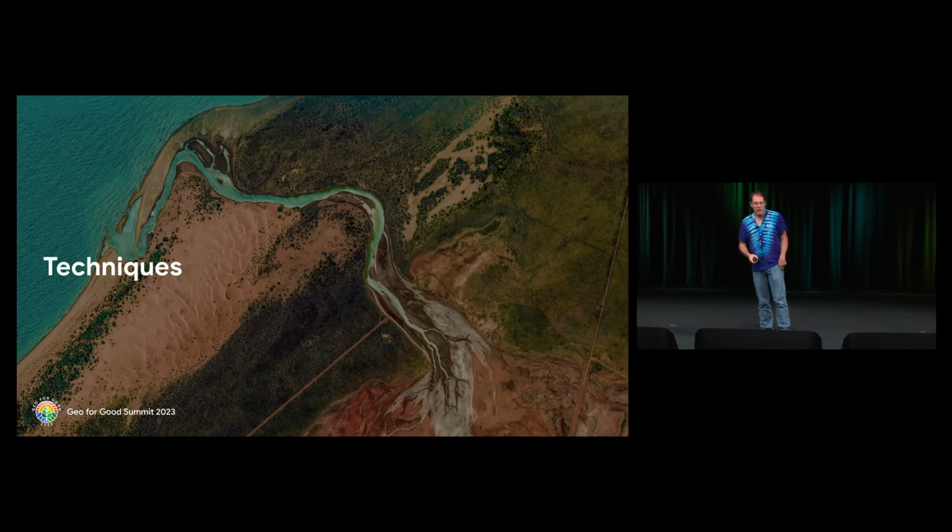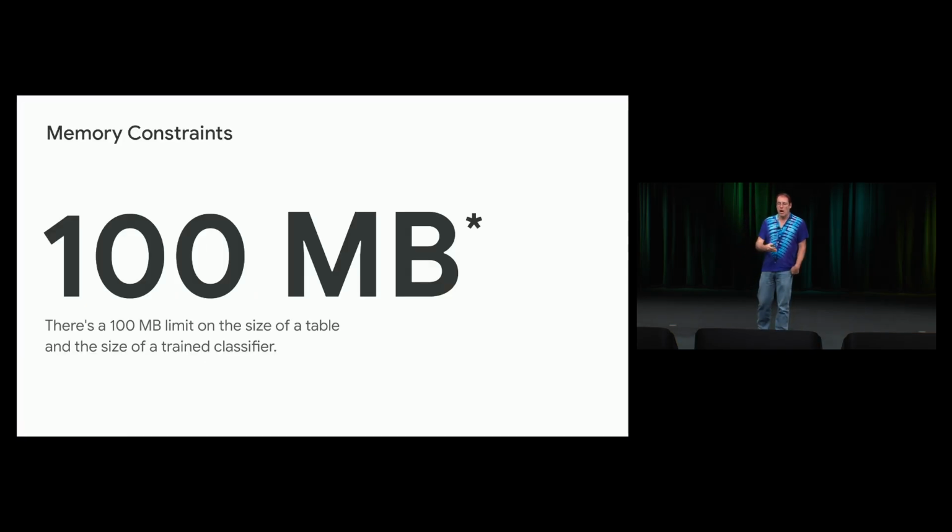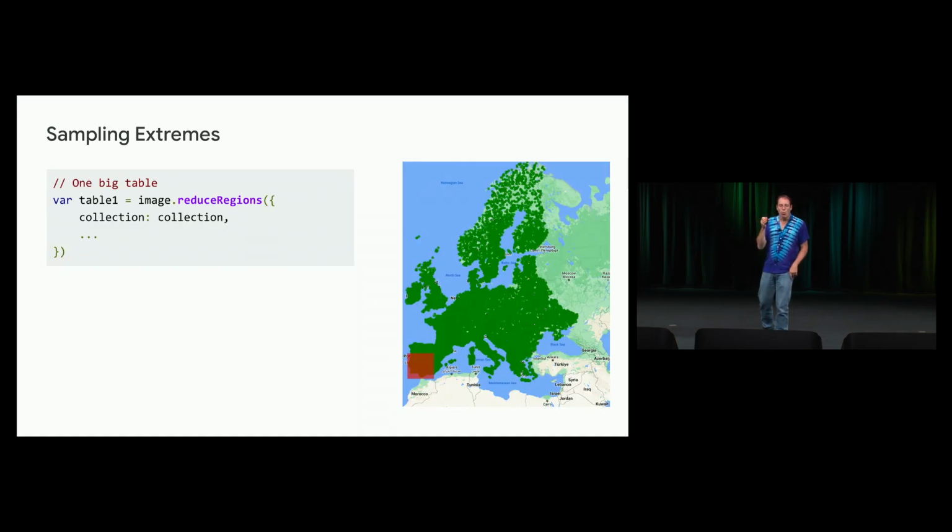All right, so some techniques to avoid this. The big problem is this 100 megabyte cache limit. You have to fit both the table that you're training with and the final classifier into 100 megabytes. One of the ways that you're most likely to hit that is if you're trying to do a big training data extraction. Here's an actual example with a group I was working with trying to build a forest map using, I think, 150,000 training points in Europe.